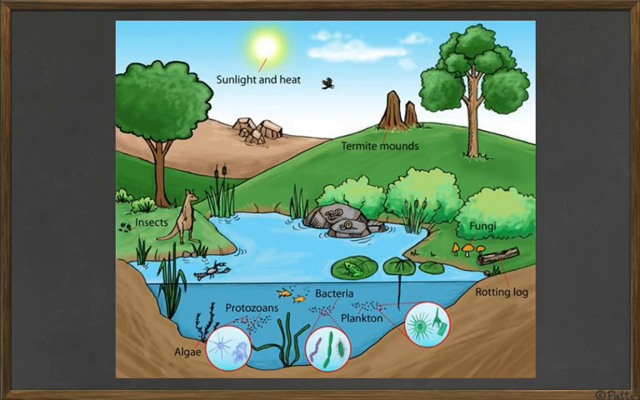Okay, so here we have another ecosystem. We have the kangaroo over there and insects. We have the algae, protozoans, bacteria, plankton, fungi, a rotting log, a termite mound, but we also have water, we have the sunlight and the heat, we have the air, we have probably rain. So that's going to be then an image of an ecosystem.